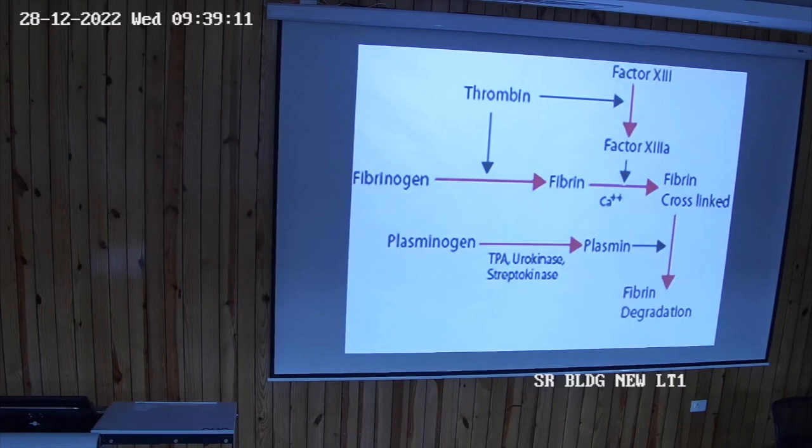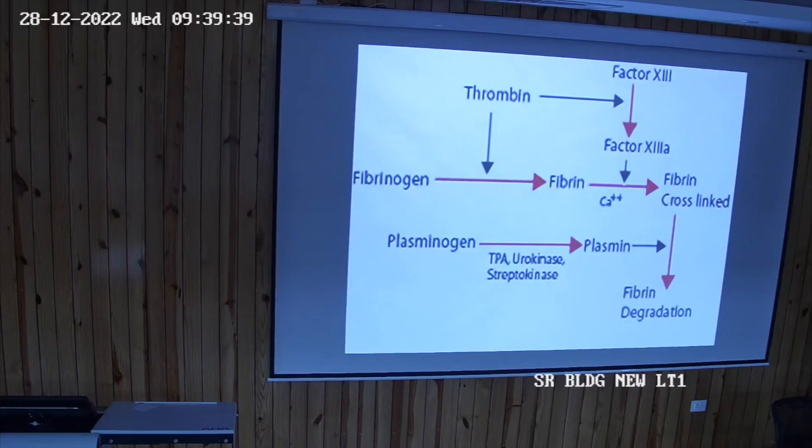Where do they come from? Platelet derived growth factor, PDGF, and vascular endothelium growth factor. Both these factors are essential for the repair of the damaged or injured vessel wall. When this repair has been done, along with this repair, there is clot retraction.